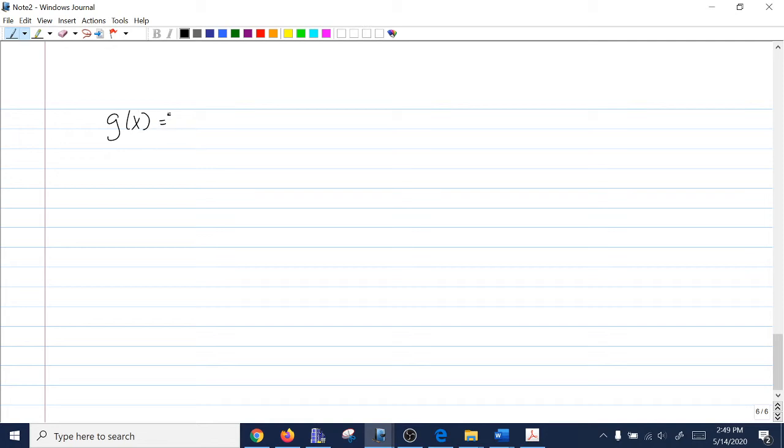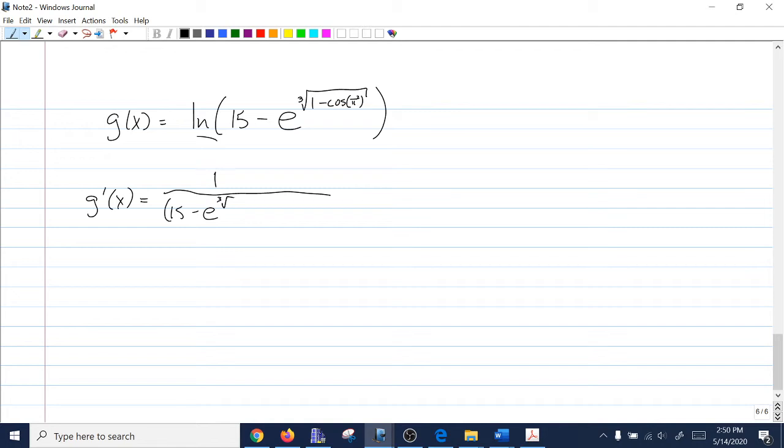If I hand you g of x is natural log of 15 minus e to the cube root of 1 minus cosine of pi squared, how do I take the derivative of that? Well, the outsidemost thing is a natural log. Derivative of natural log something is 1 over that thing, leave the inside alone. 15 minus e to the cube root, 1 minus cosine pi squared.